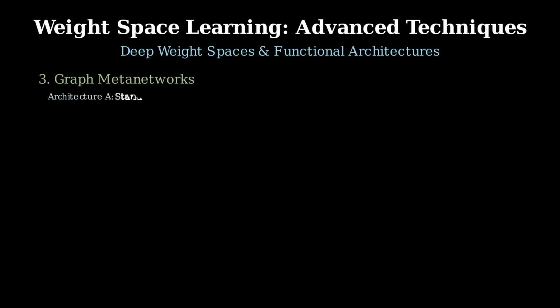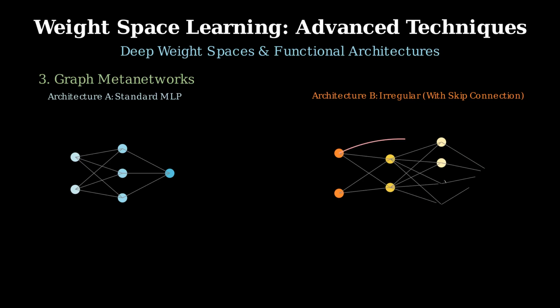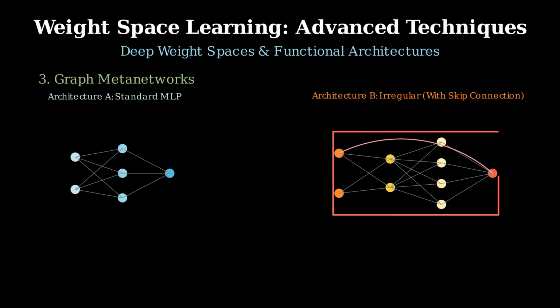But what if we aren't just dealing with fixed MLPs? Consider a standard, structurally rigid model like architecture A. Now contrast it with architecture B, featuring unpredictable layer widths and non-sequential skip connections. Traditional weight space networks completely fail here, because they expect fixed matrix shapes and cannot handle irregular topologies.